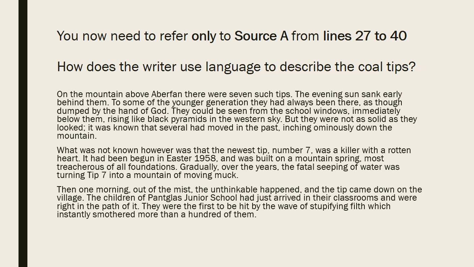It had begun in Easter 1958 and was built on a mountain spring, most treacherous of all foundations. Gradually over the years, the fatal seeping of water was turning tip 7 into a mountain of moving muck. Then one morning, out of the mist, the unthinkable happened, and the tip came down on the village. The children of Pantglas Junior School had just arrived in their classrooms and were right in the path of it. They were the first to be hit by the wave of stupefying filth, which instantly smothered more than 100 of them.